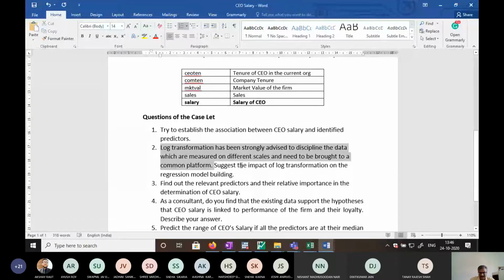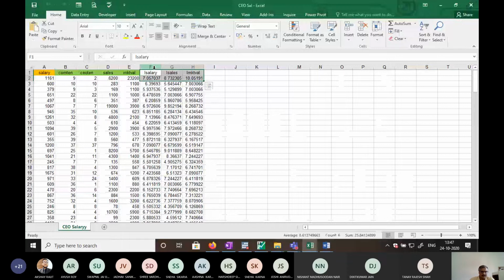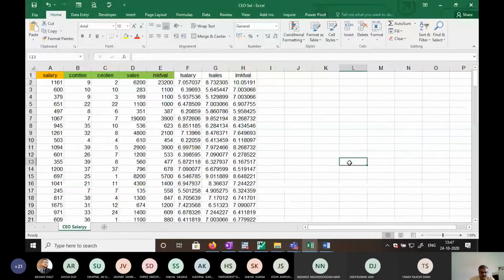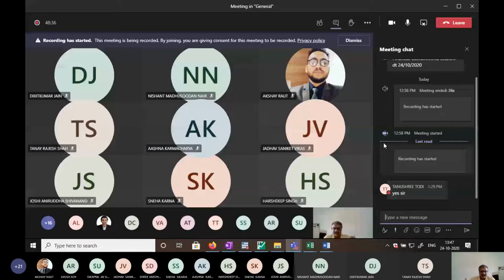Move to the second point in the caselet. The second point talks about log transformation. What do you understand? Look at the data. Can anyone comment on why at all we should go ahead with the log transformation in this case? What may be the logic? Look at the variables we have at our disposal: salary, company tenure, CEO tenure, sales and market value. Let's have a discussion on log transformation.